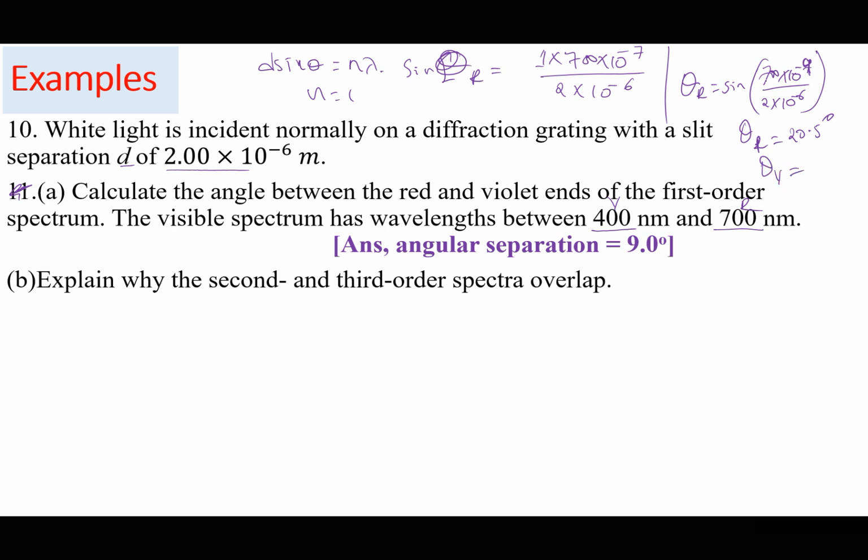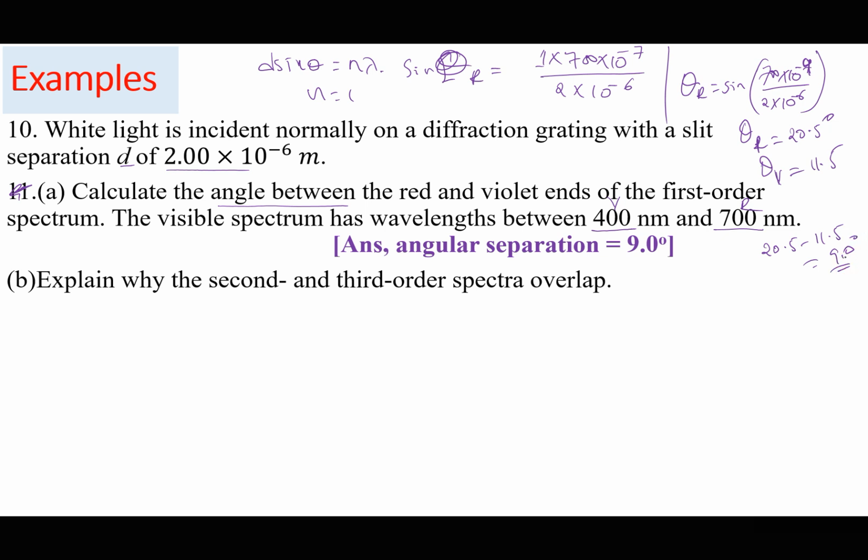So it will be sine inverse of, for violet, 400 exponent negative 9 divided by 2 exponent negative 6. Sine inverse. So the theta for violet is 11.5. So then we want the angle between violet and red. So we just subtract. So it will be 20.5 minus 11.5, which I think is 9.0 degrees.